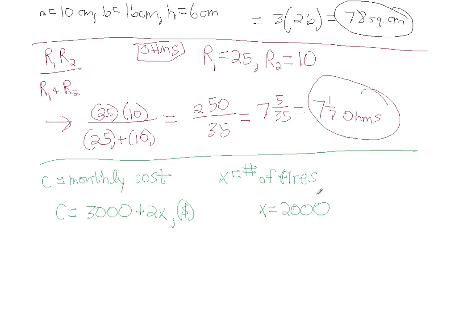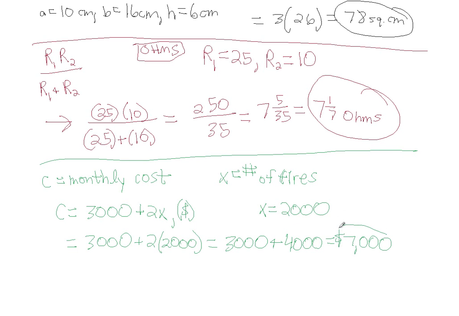Well, what we do is we substitute the value of the variable wherever we see the variable in the expression. So our cost C is going to equal 3,000 plus 2 times X, and X equals 2,000. So we're going to plug in 2,000 for X. And we can simply solve this. We have 3,000 plus 2 times 2,000 is 4,000. 3,000 plus 4,000 is 7,000. So it's going to cost $7,000 for us to manufacture 2,000 tires, given this cost equation.